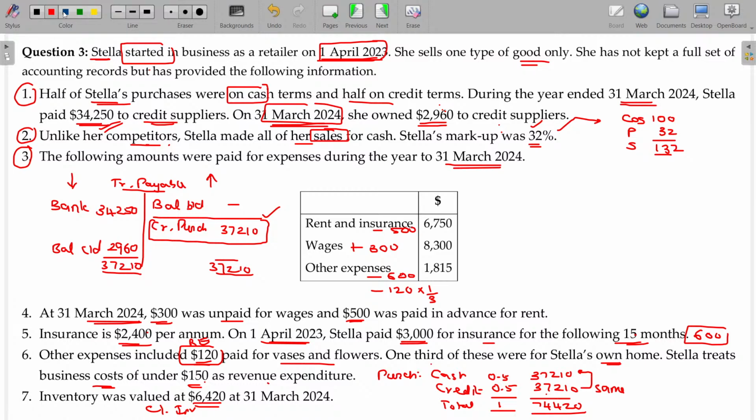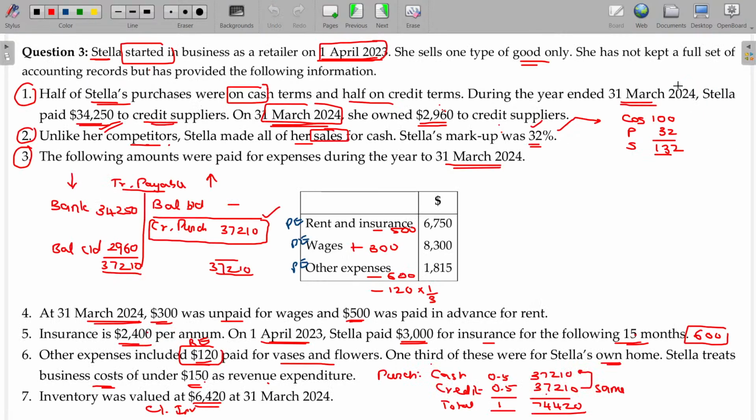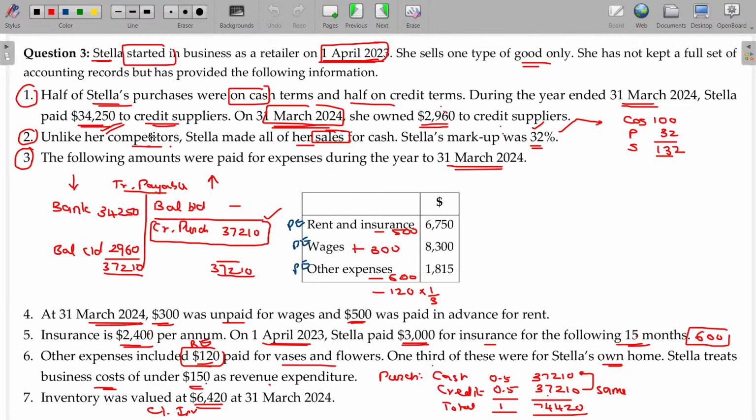Now let's try to finish this. This will be profit and loss section expenses. And what are the requirements we need to find out? Calculate the total purchases. We have done this for 3 marks. Already we calculated the total purchases being 74,420. Next, prepare Stella's income statement. So you have to prepare the income statement.